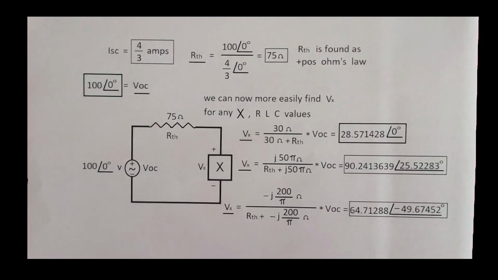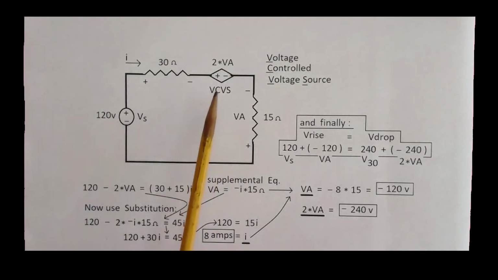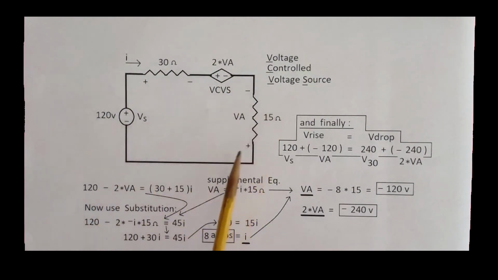Coming up is a bonus circuit. Here's a bonus circuit to analyze. We have a voltage controlled voltage source, VCVS, one single series loop. VA is defined here.